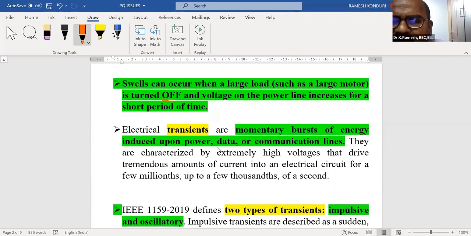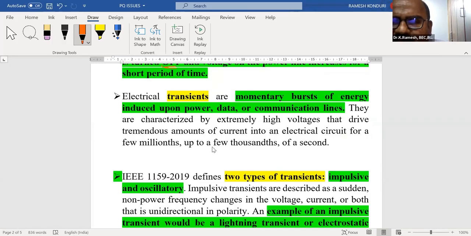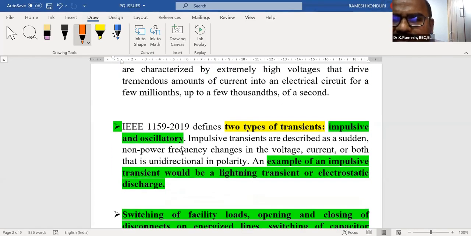Next, apart from these, we are having transients. These are momentary bursts of energy induced upon power, data, or communication lines. Basically, transients are of two types as per the IEEE 1159/2019 standard. These are defined as impulsive and oscillatory types. An impulsive transient would be a lightning transient or electrostatic discharge.